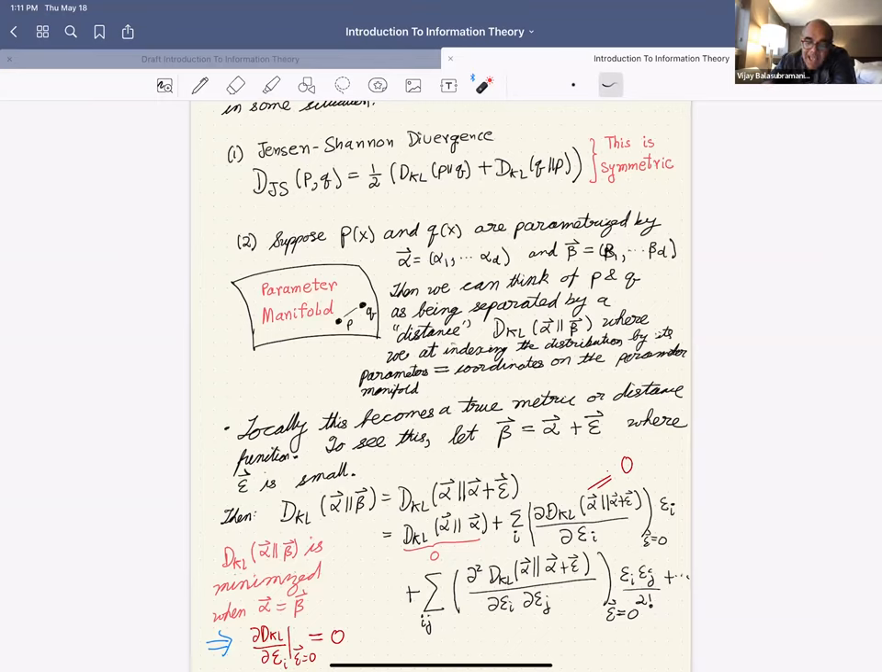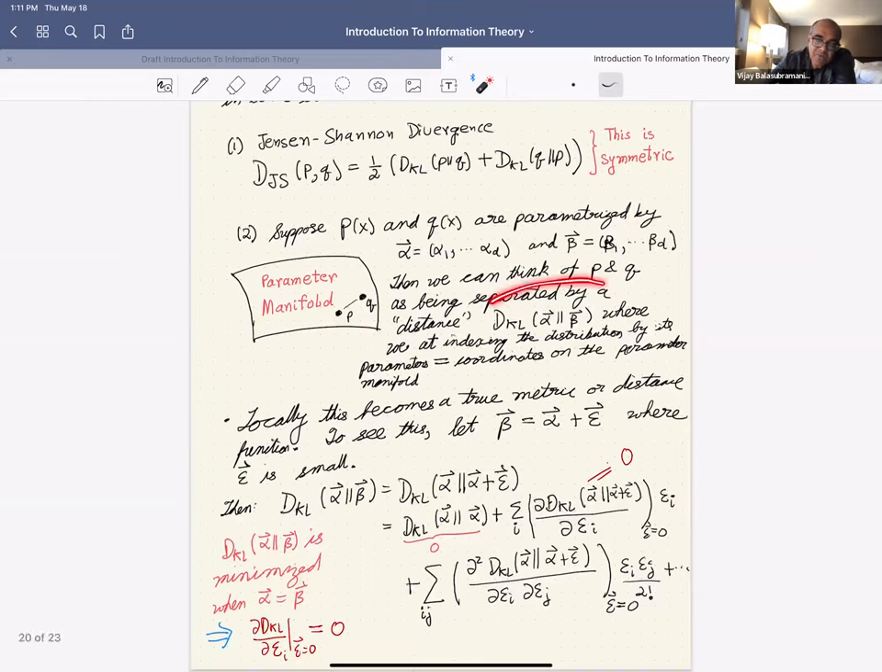But actually, what you can do is expand this locally if P and Q are close to each other. So you take beta to be alpha plus epsilon. These are two very nearby models, very close to each other. Then you can expand the relative entropy between the two models as follows. Alpha is the parameter vector of the first model, alpha plus epsilon is the parameter vector of the second model, and then you do a Taylor expansion near epsilon being equal to zero.